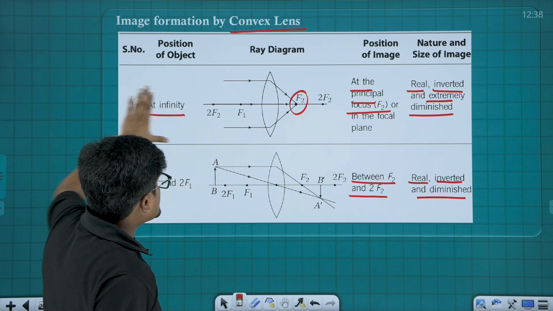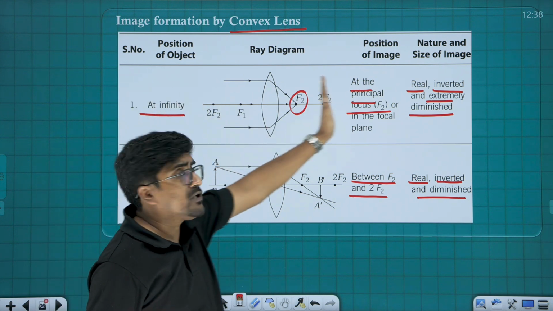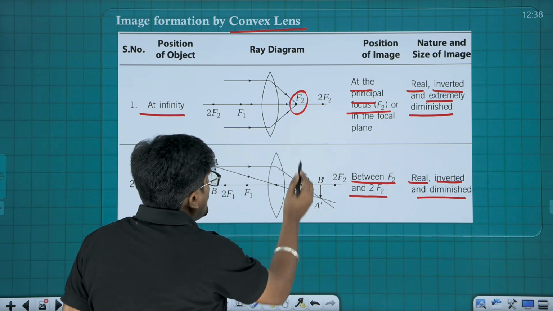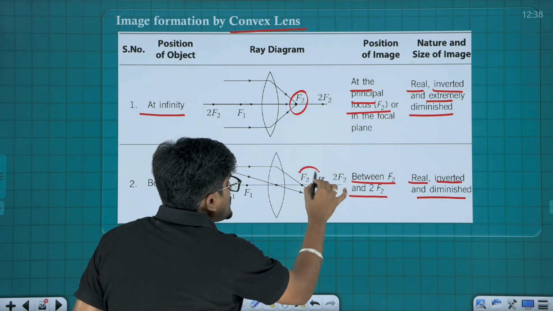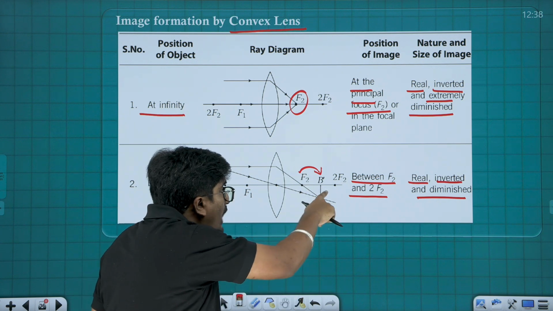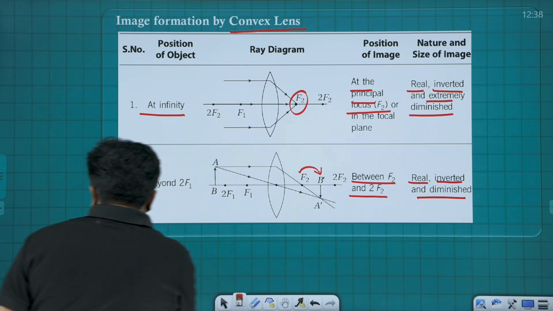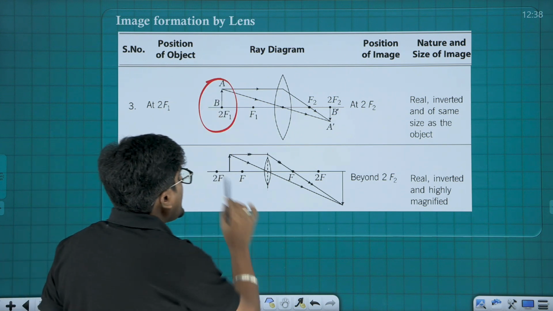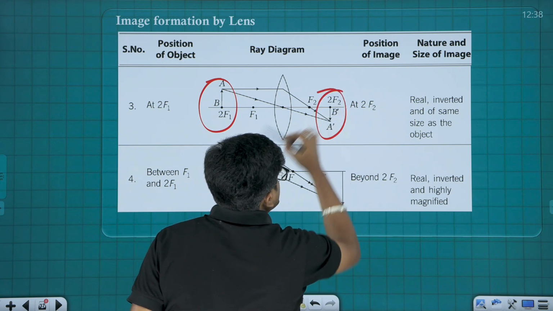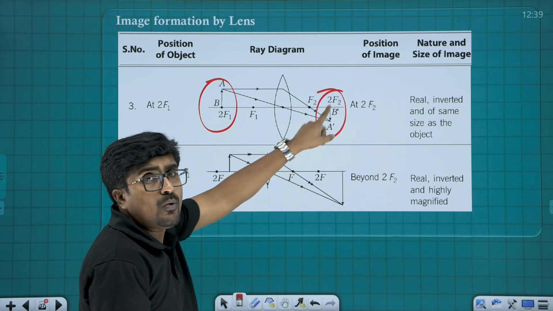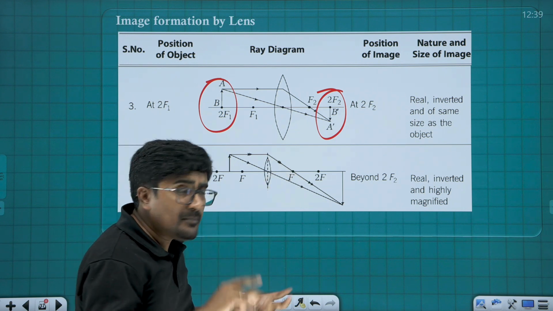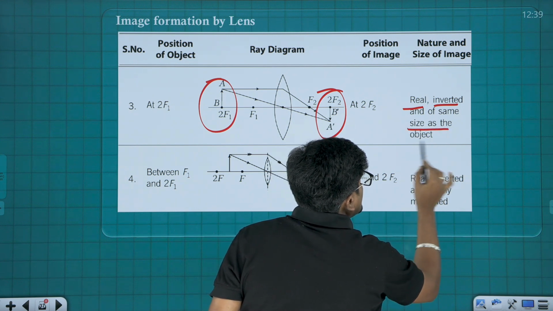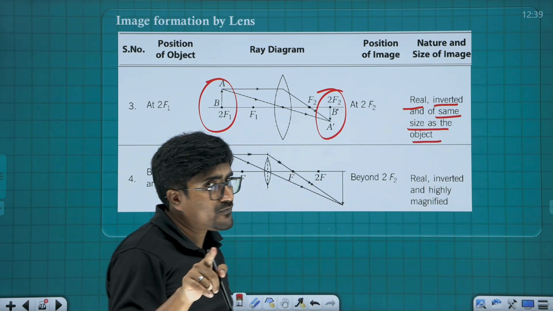So here the object is coming in the forward direction, and the image is moving in the backward direction. From f2 it shifted to a position between f2 and 2f2. Now in the next case, the object is at 2f1. The image is formed at 2f2. Again the image is real, inverted, and the same size as the object.